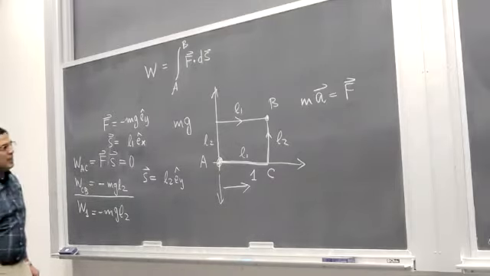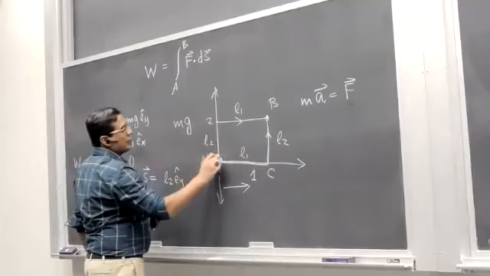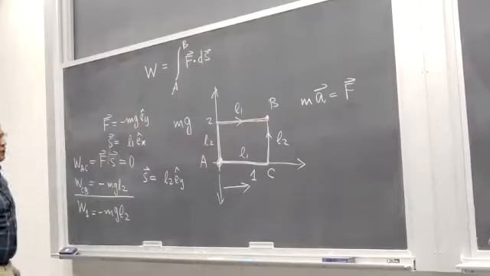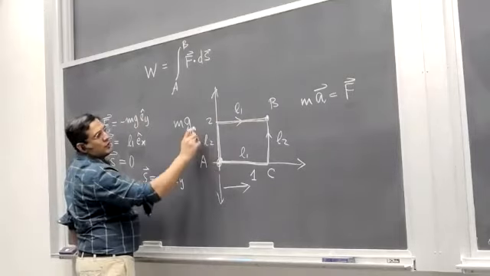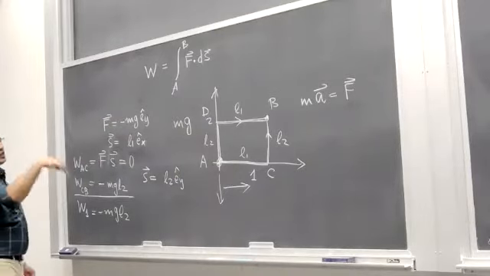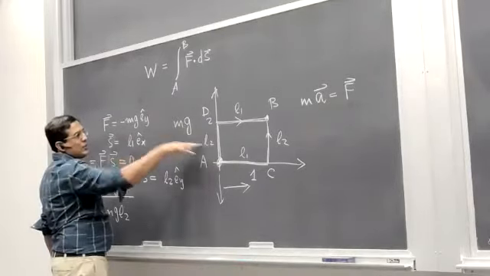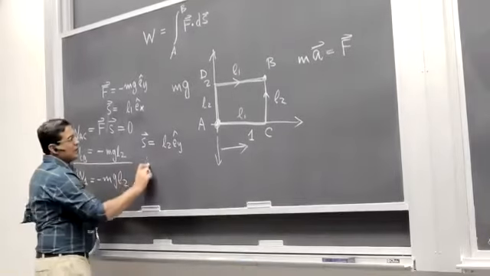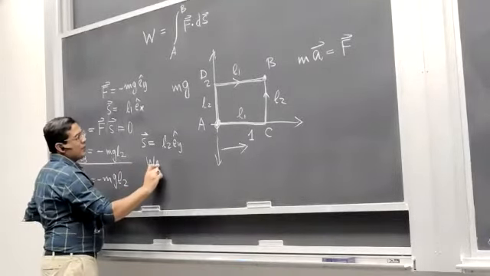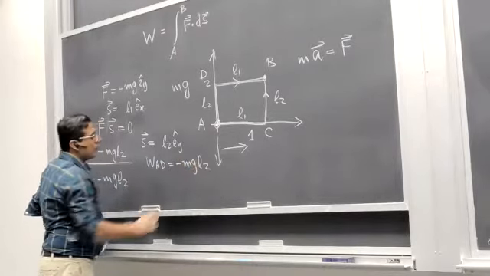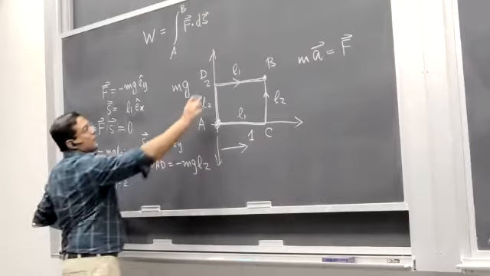And now we choose path 2. We go along this path. So what would be the work done from A to D, let's say? The force is the same and L2 is the same. Negative mgL2. So work done from A to D is negative mgL2. And how about the work done from D to B?